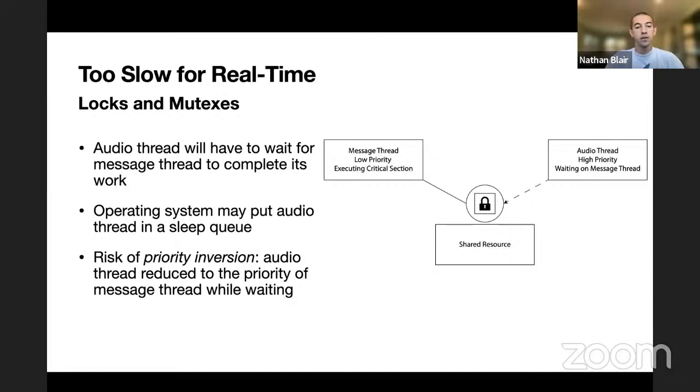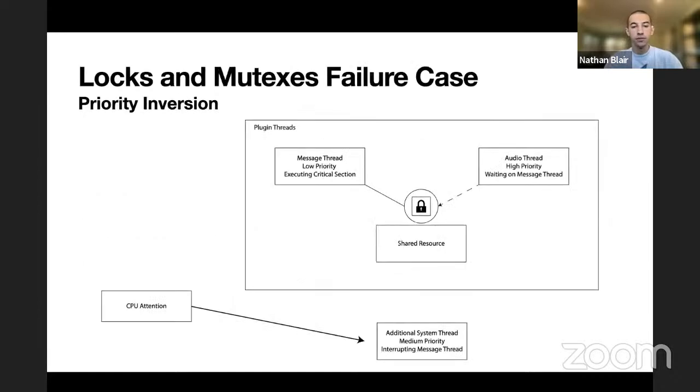And not only that, even if the message thread or the main thread is performing a really fast operation, there's a chance that the operating system is going to come in and interrupt the message thread because it's typically running at a lower priority. And that's something called priority inversion. So what'll happen is the audio thread will be locked out by the message thread, and the CPU will see the message thread running at a low priority and go work on some other task, while the audio thread is still waiting. So that's a really bad case.